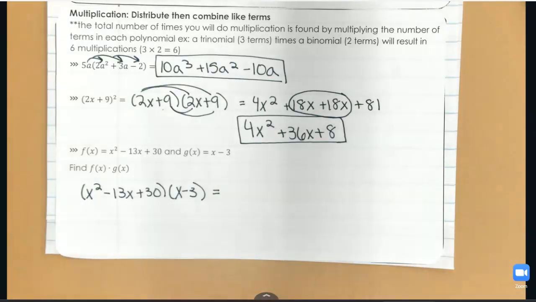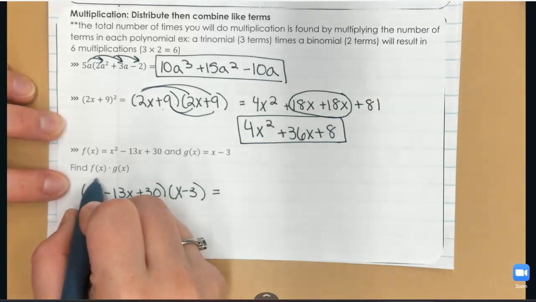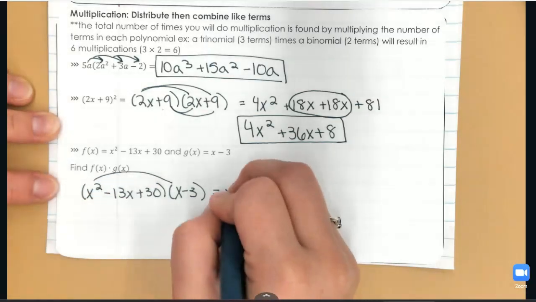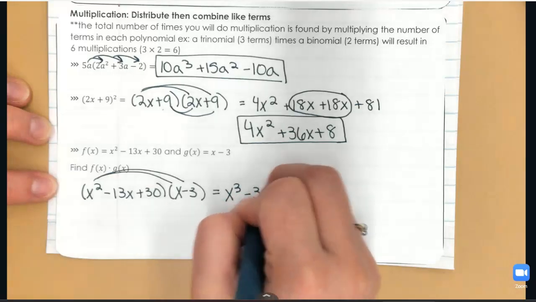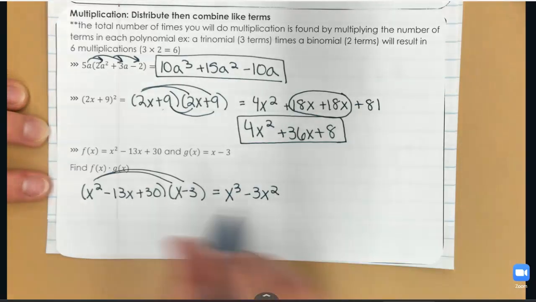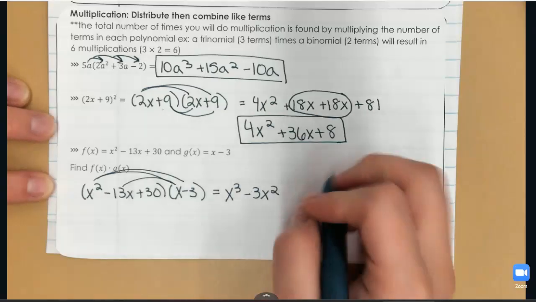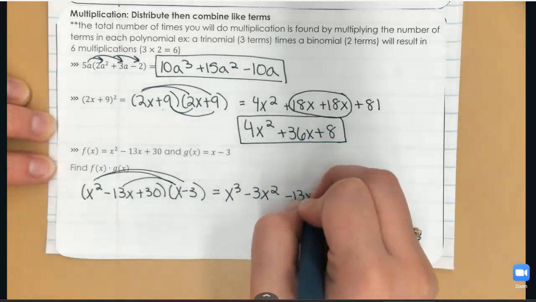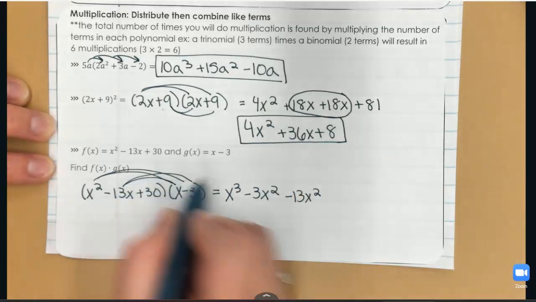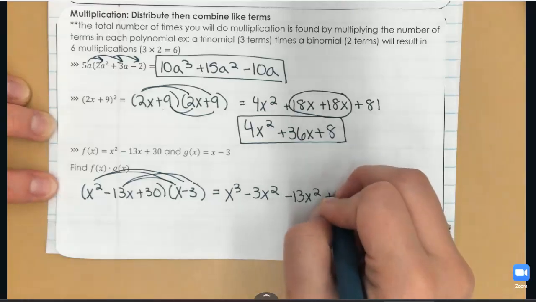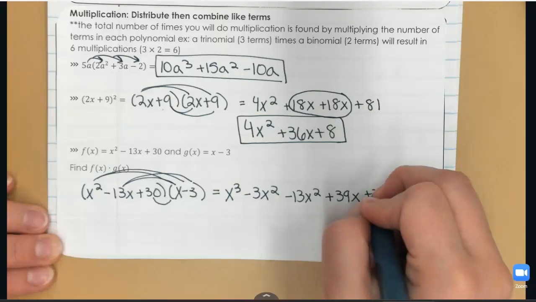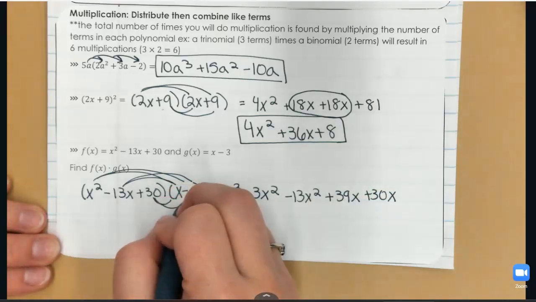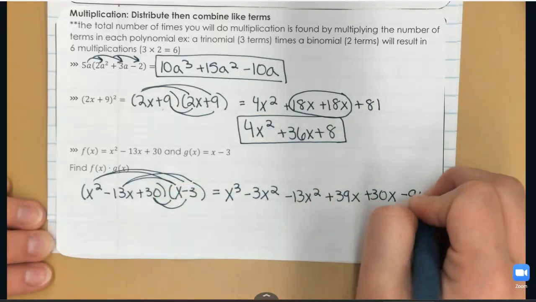So, once you've done multiplication 6 times, you know you're ready to combine like terms. So, starting with x squared times x, that will give me x cubed. Then x squared times negative 3 is negative 3x squared. Negative 13x times x will give me negative 13x squared. Negative 13x times negative 3 will give me positive 39x. Then 30 times x will give me 30x. And 30 times negative 3 will give me negative 90.